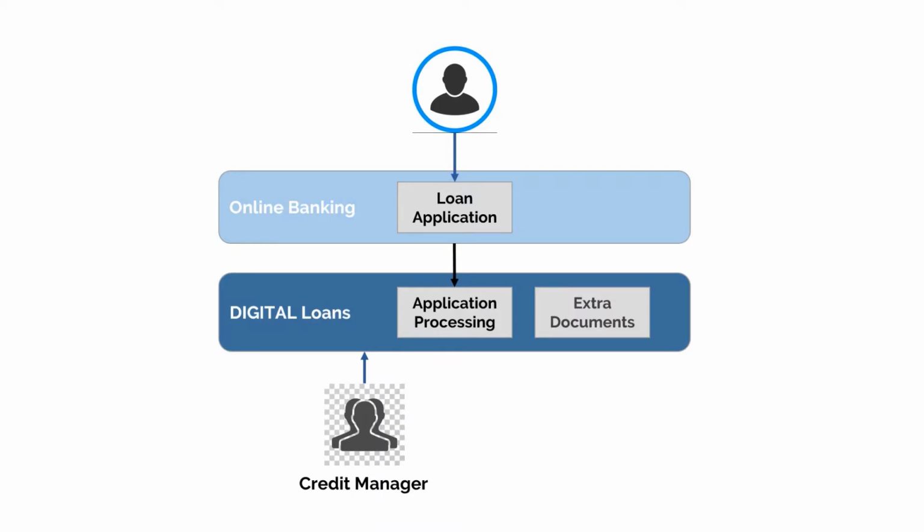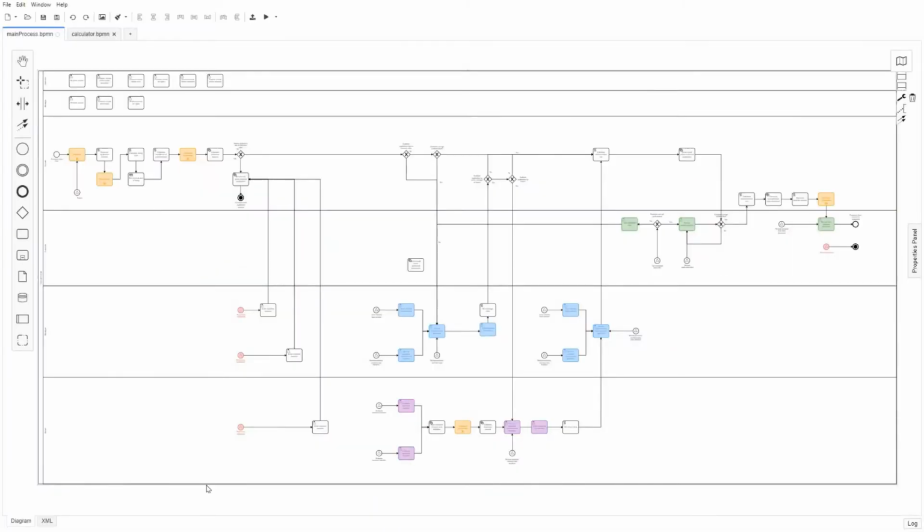The credit manager also will have to add some extra documents as an illustration of the capabilities, and then the application will be moved to the risk expert for the final decision. So how does this look in digital loans?